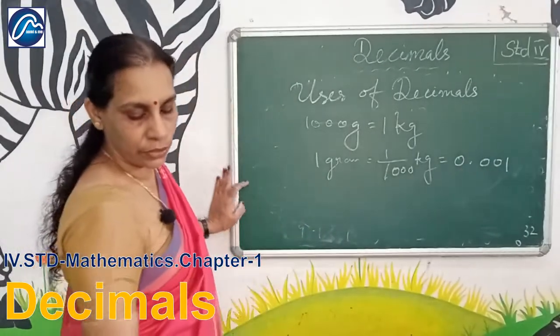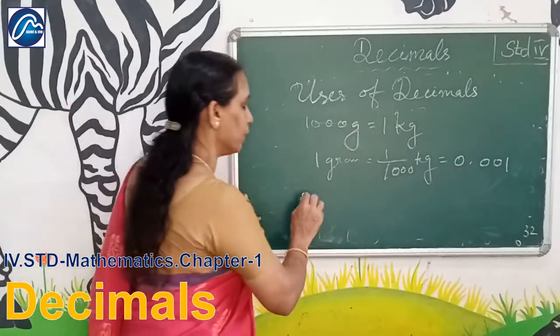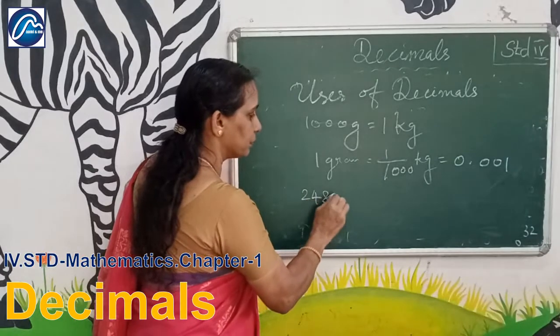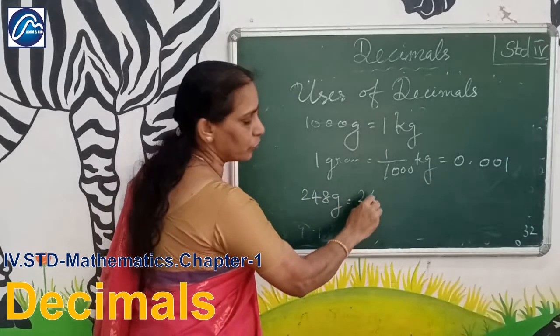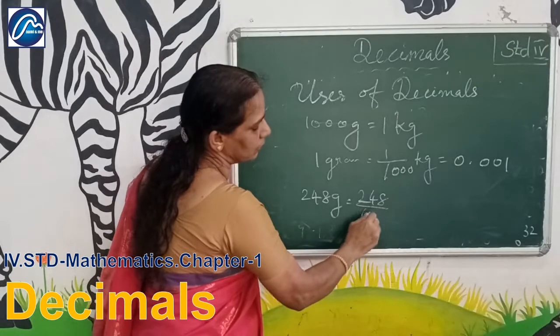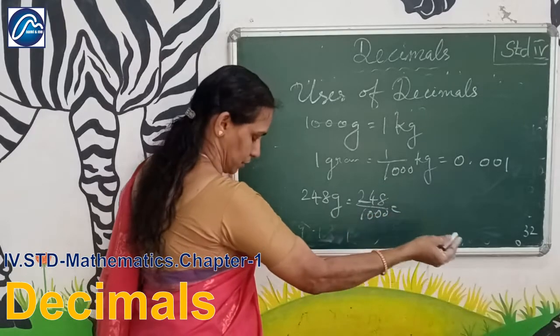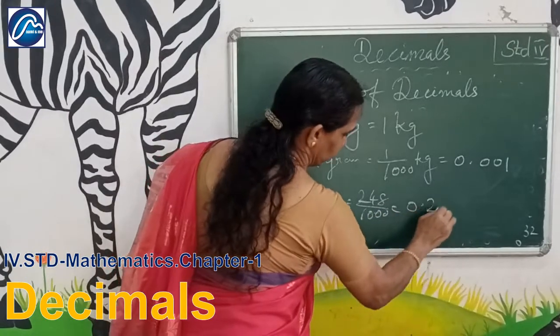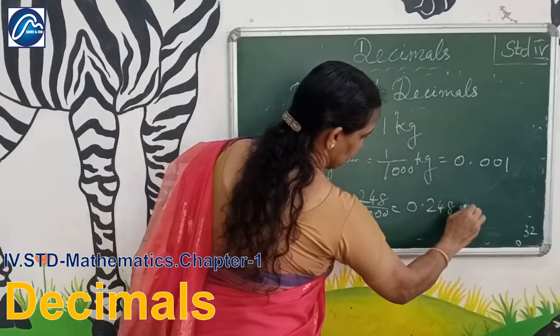So for 248 gram, we will write 248 by 1000 is equal to 0.248 kg.